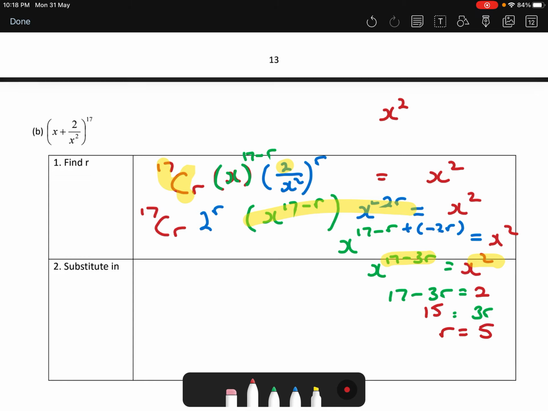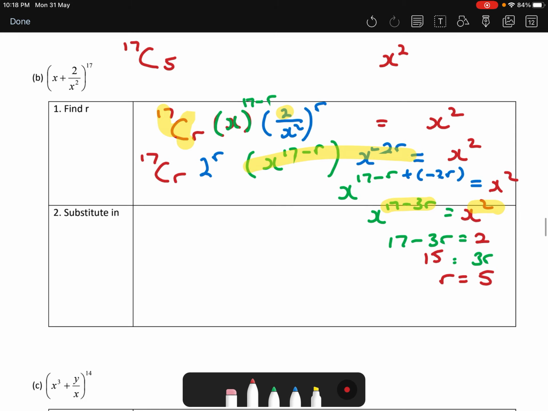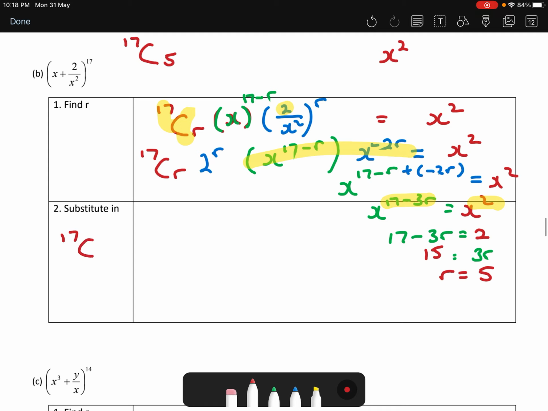So in order to get my x squared term, I need to use 17 choose 5 instead of 17 choose 2, because inside this bracket is not a linear expression. It's x plus 2 over x squared, which is a non-linear expression. After finding my r, we substitute the 5 in. So 17 choose 5, then 2 to the power of r, so 2 to the power of 5.